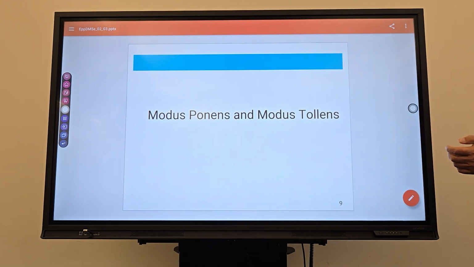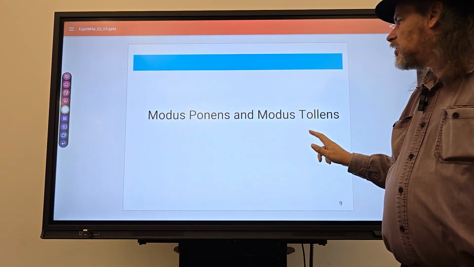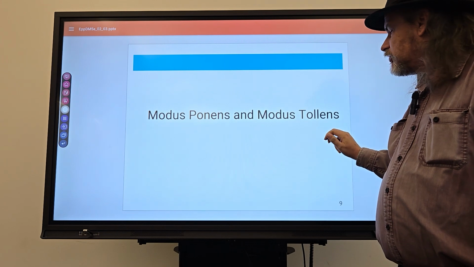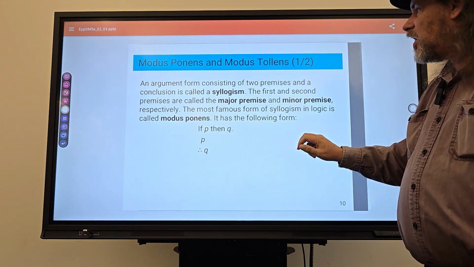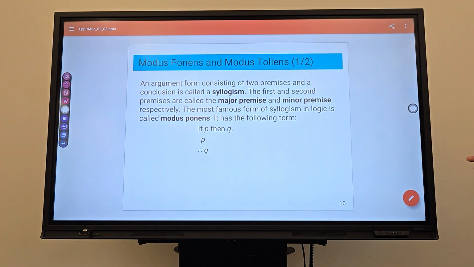Modus ponens and modus tollens. I forget my Latin, so I don't remember exactly the translation for those. But that is Latin, I do remember that much. I should look that up before our next class. Anyway, an argument form consisting of 2 premises and a conclusion is called a syllogism. And the first and second premises are called the major and minor premises, respectively.